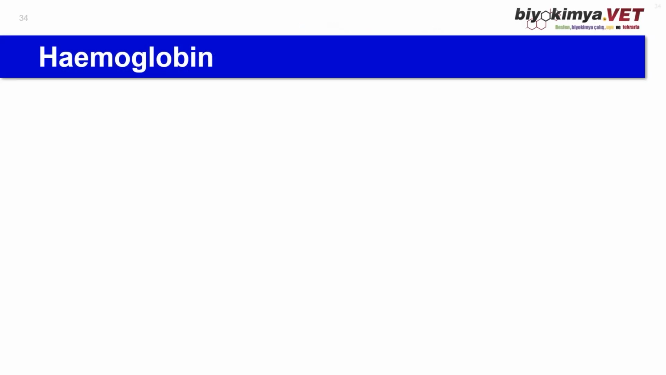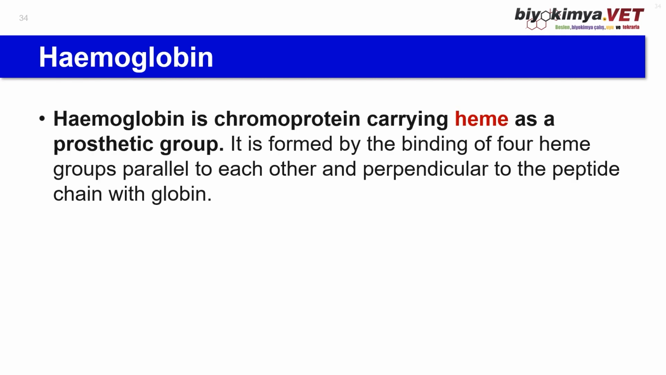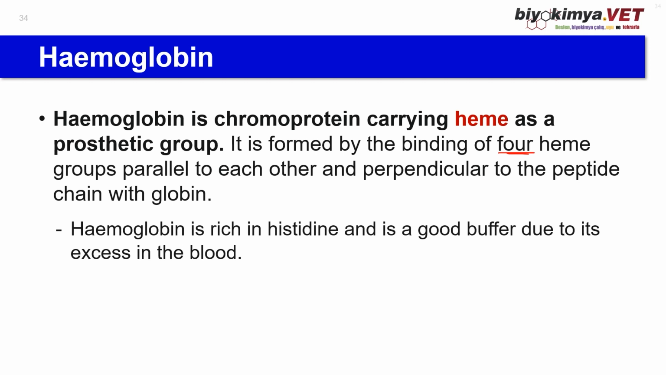Let's talk about hemoglobin. But don't forget, we also talk about hemoglobin in the topic part 2, in the amino acids, peptides, and proteins part 2. Hemoglobin is a chromoprotein carrying heme as a prosthetic group. It is formed by the binding of four heme groups. So this is very important. There are four heme groups parallel to each other and perpendicular to the peptide chain with globin. Hemoglobin is rich in histidine and is a good buffer due to its excess in the blood.